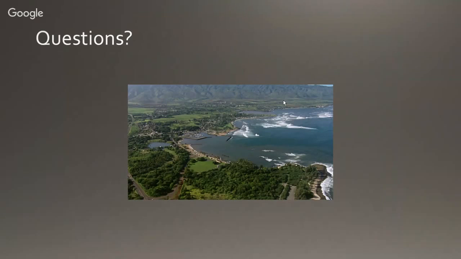So how will the speakers just stand here? All right, so we have about 5 minutes for questions. Does anyone have a question?